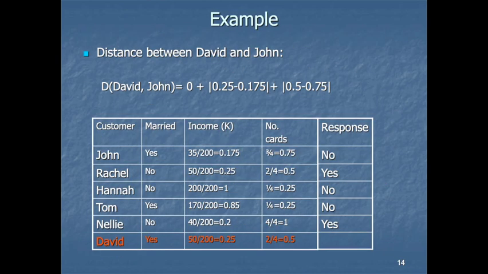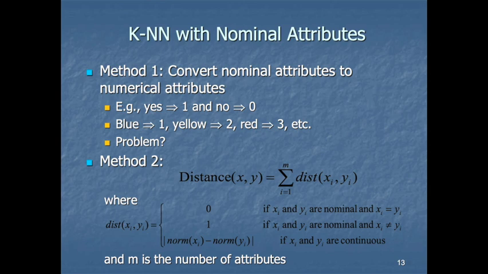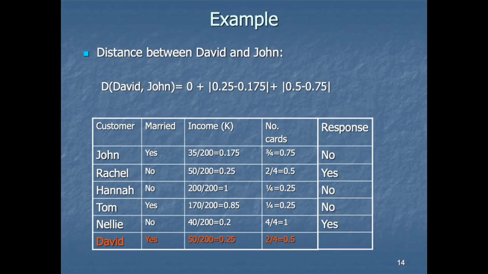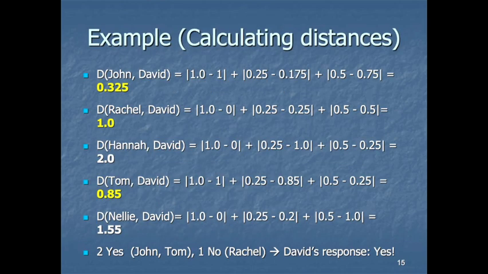I just meant that, because your friend asked why we are not using that, I mentioned you're just following this method. So, for example, the first one is 0 because we have 2 yes, and then we follow the same procedure. Here are the calculations, and the 3 nearest neighbors are John, Rachel, and Tom. Now we have to check the class labels for these 3 nearest neighbors. For John and Tom we have yes, so 2 yes, and for Rachel we have no, so 1 no. Therefore, the majority voting gives us yes for David's response.